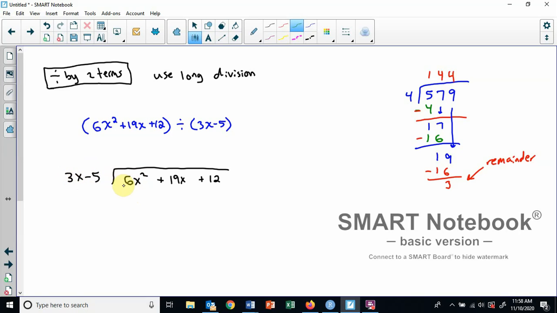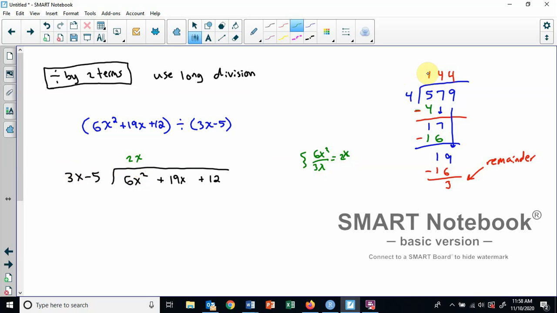3x, does it divide into 6x? And you could do some scratch work out to the side if you wanted to. So the question was, does 3x divide into 6x? And the answer is yeah. What's 6 divided by 3? 2. What's x squared divided by x? x. There we go. So does 3x divide evenly into 6x squared? Actually, yeah, it does. And that gives us 2x. Okay? That's just what we did here.